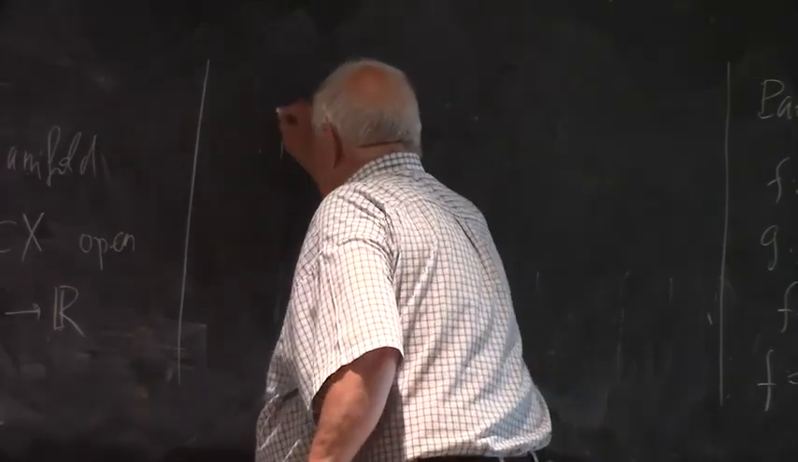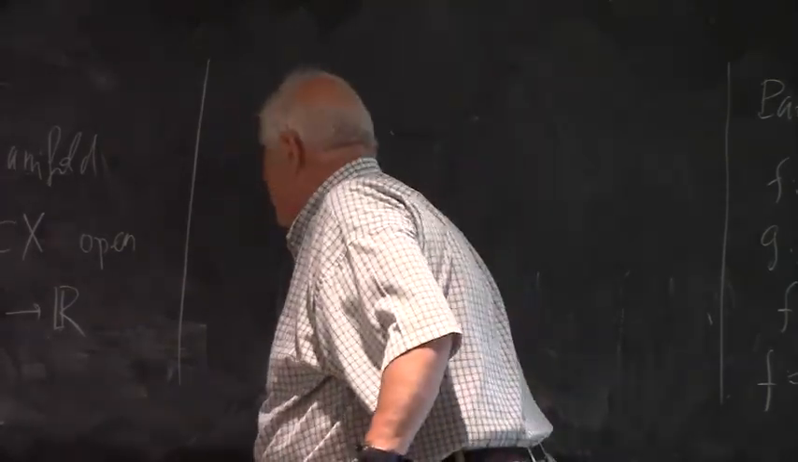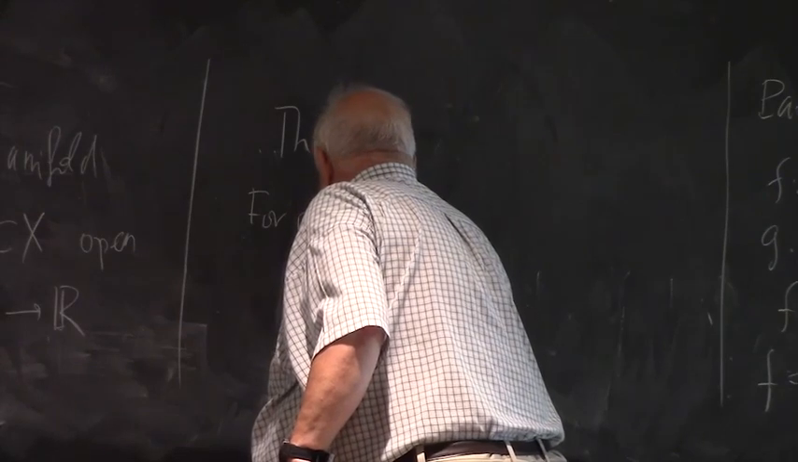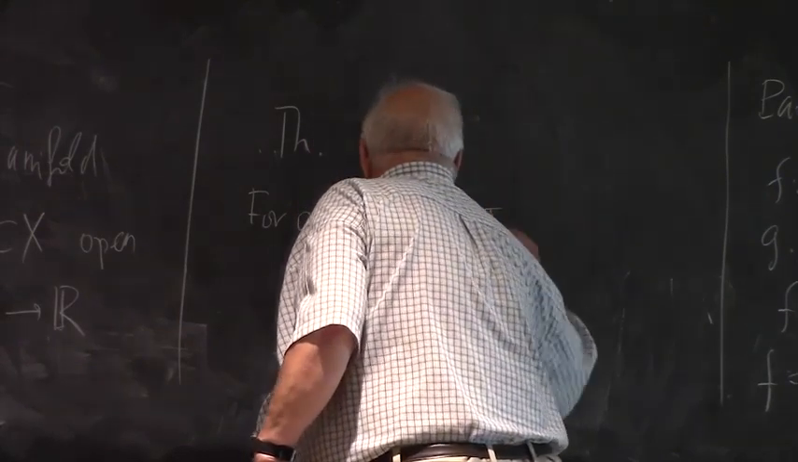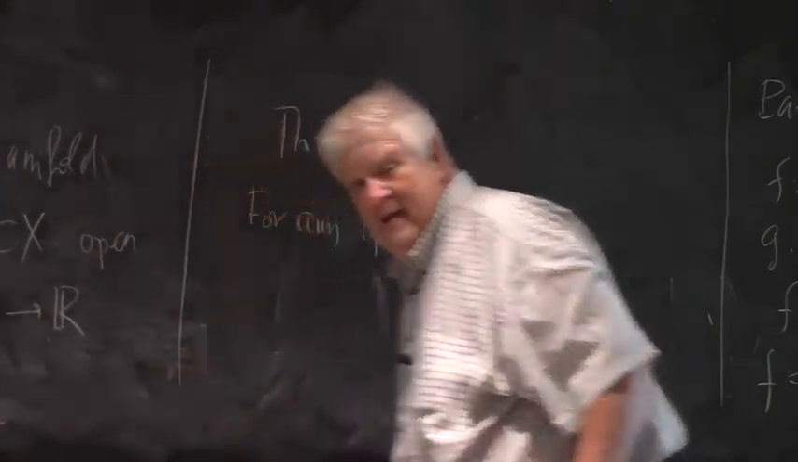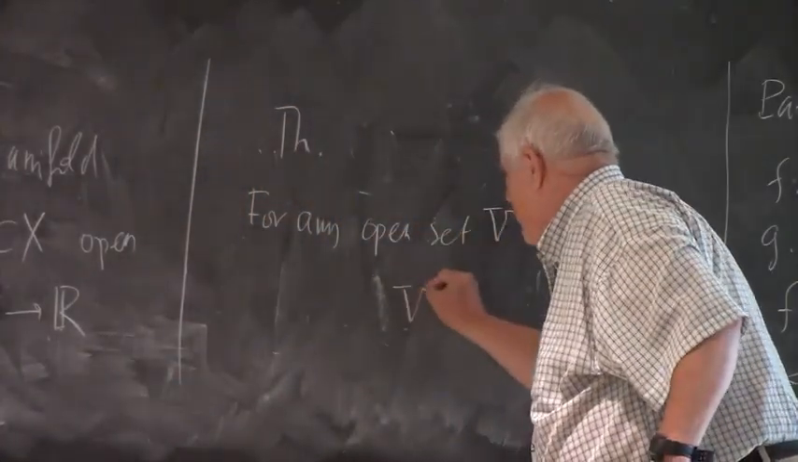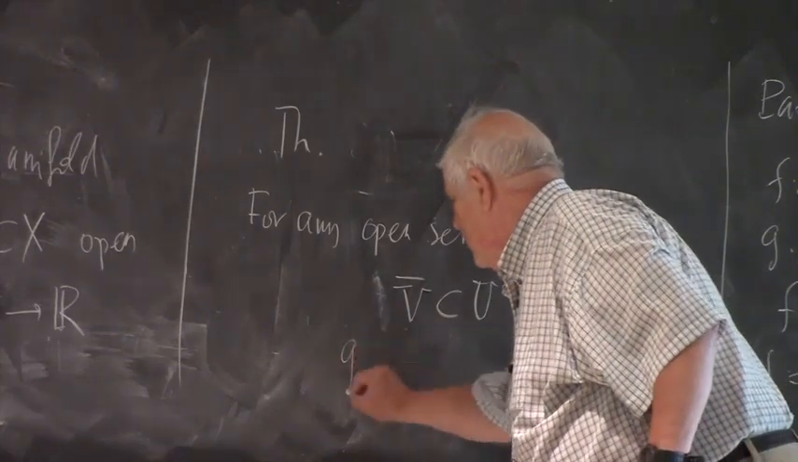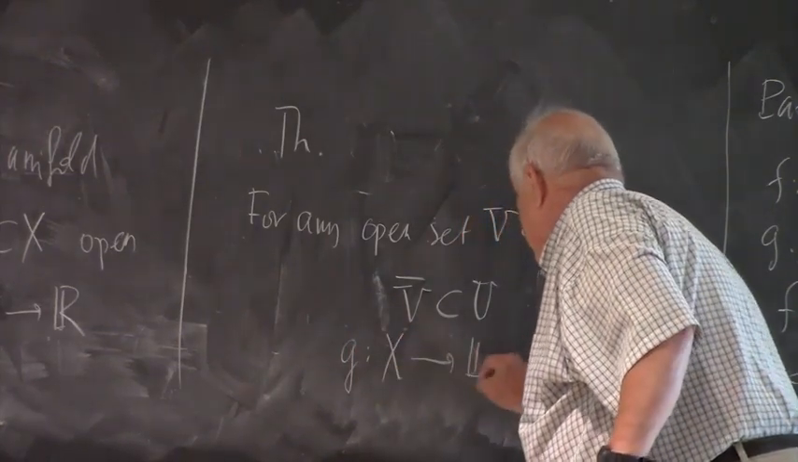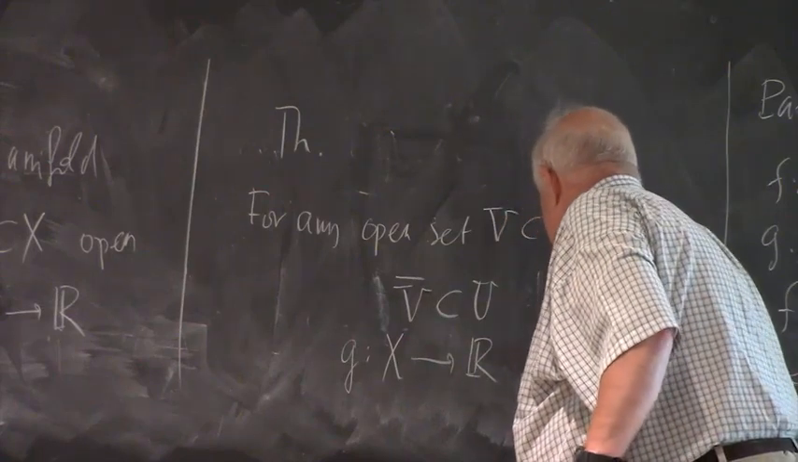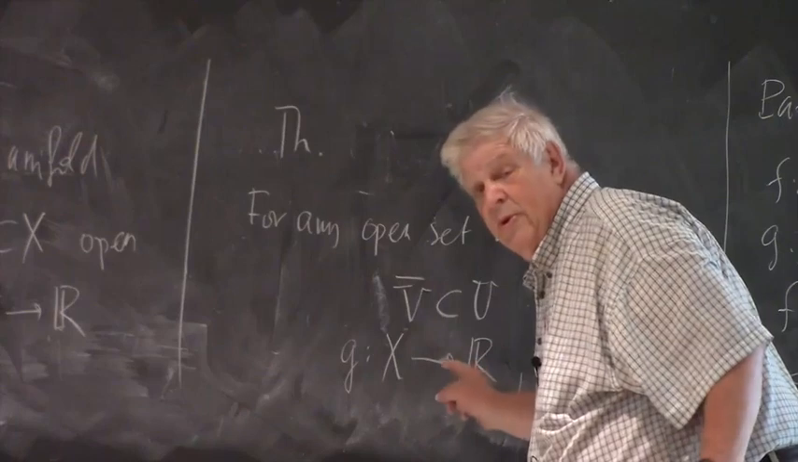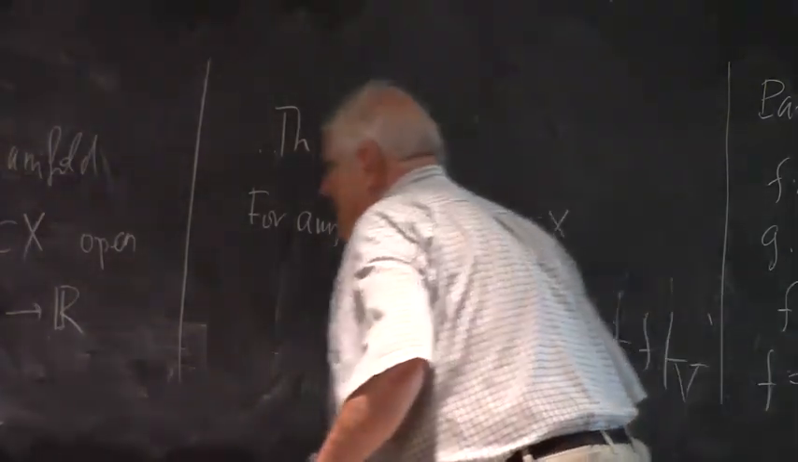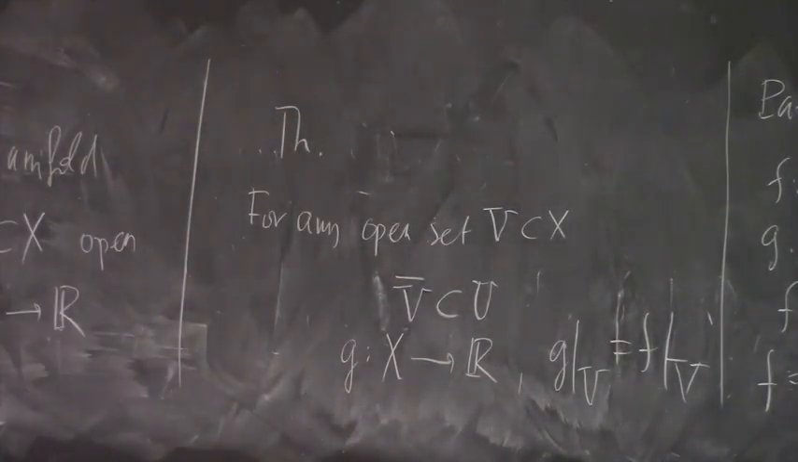So, theorem, a corollary to my last theorem. For any open set V such that V bar is contained in U, I can find a function g from the whole X into R such that its extension to V, not to U, is the same as the restriction of f to V.